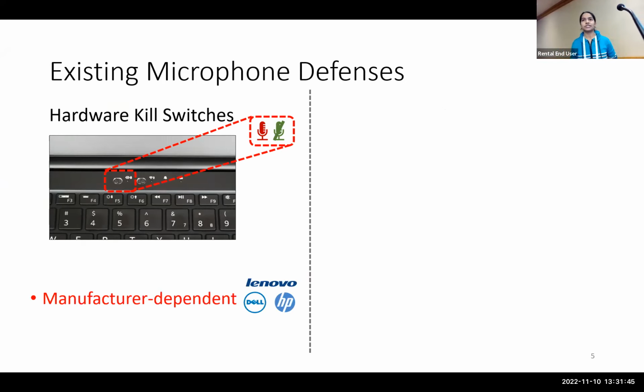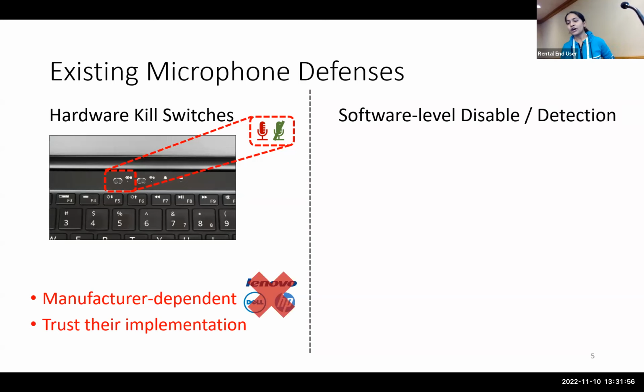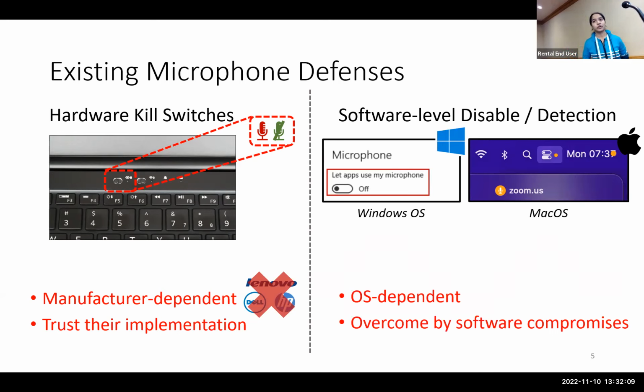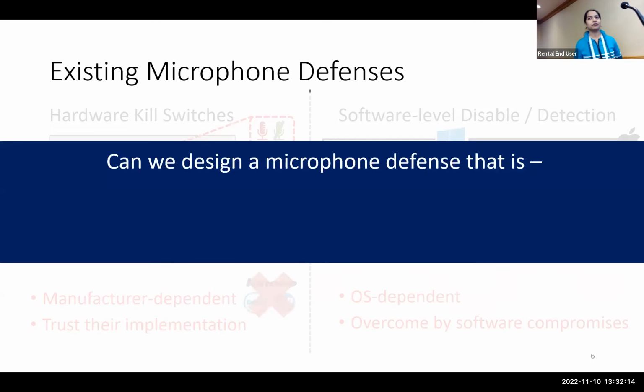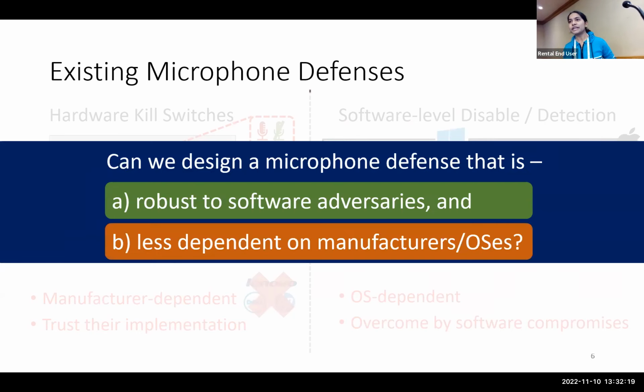However, this has the disadvantage that it is manufacturer dependent. Most of the popular manufacturers do not support it. And also it requires you to trust the underlying implementation. On the other hand, there are also software-based defenses where operating systems help you disable or detect microphone activity through software. But all of this is again OS dependent and can be overcome by software compromises. So in light of this, we asked the question: can we design a microphone defense that is robust to software adversaries while also being less dependent on manufacturers and operating systems?